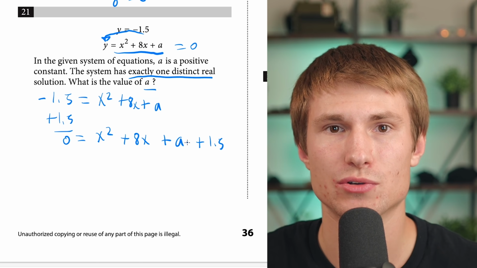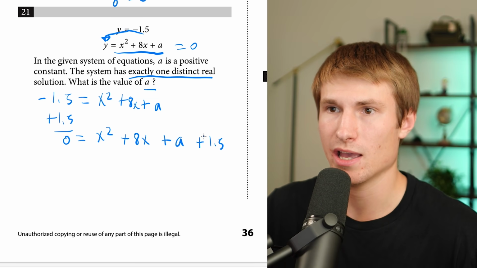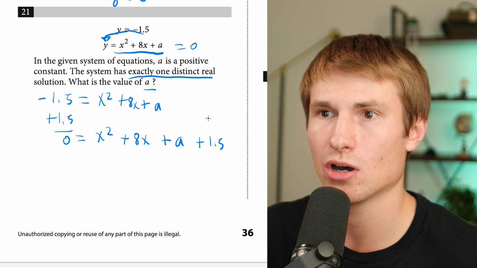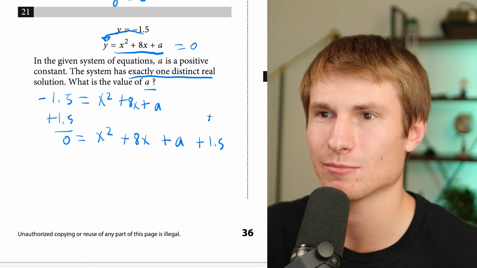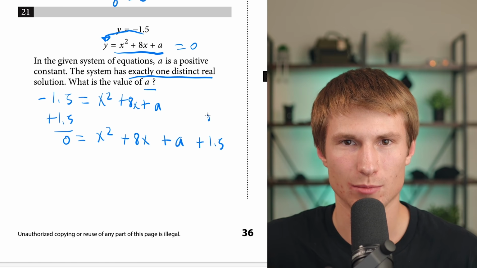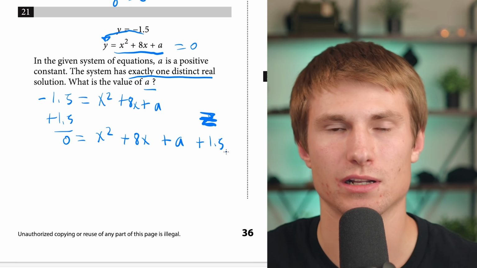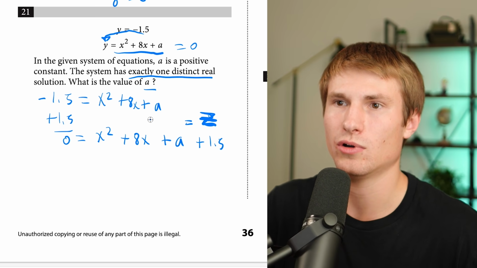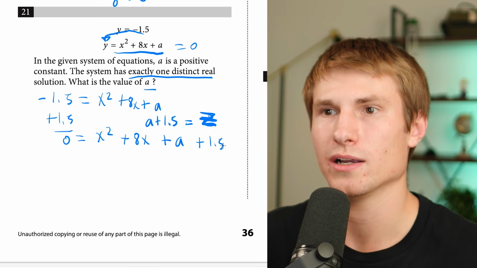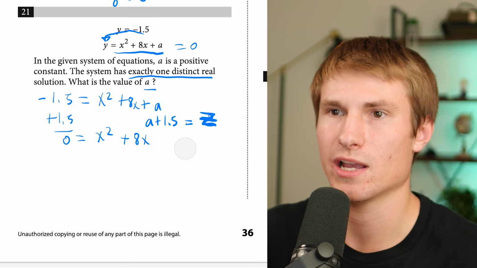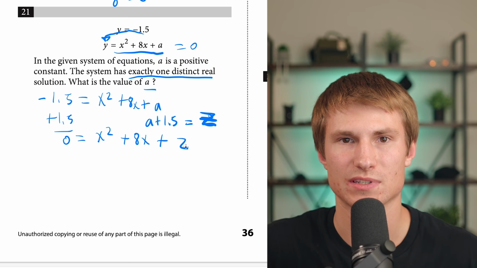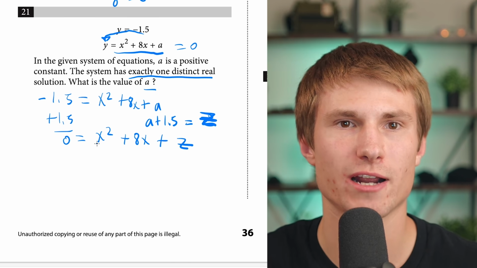Now, I'm going to pick essentially a random variable, one that doesn't look like a number. Let's use z. I'll try to make it very differentiated. I'm going to let z equal a plus 1.5. Now I'm going to substitute in z for a plus 1.5, and you'll see why I'm doing this in a moment. So now we have our quadratic equation, set equal to 0.